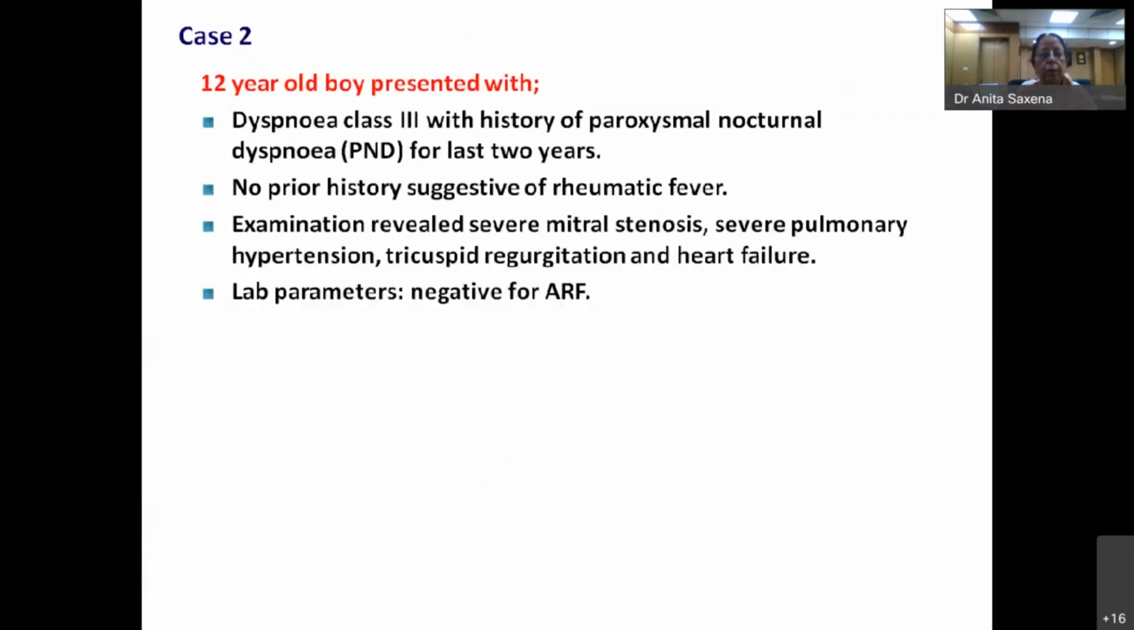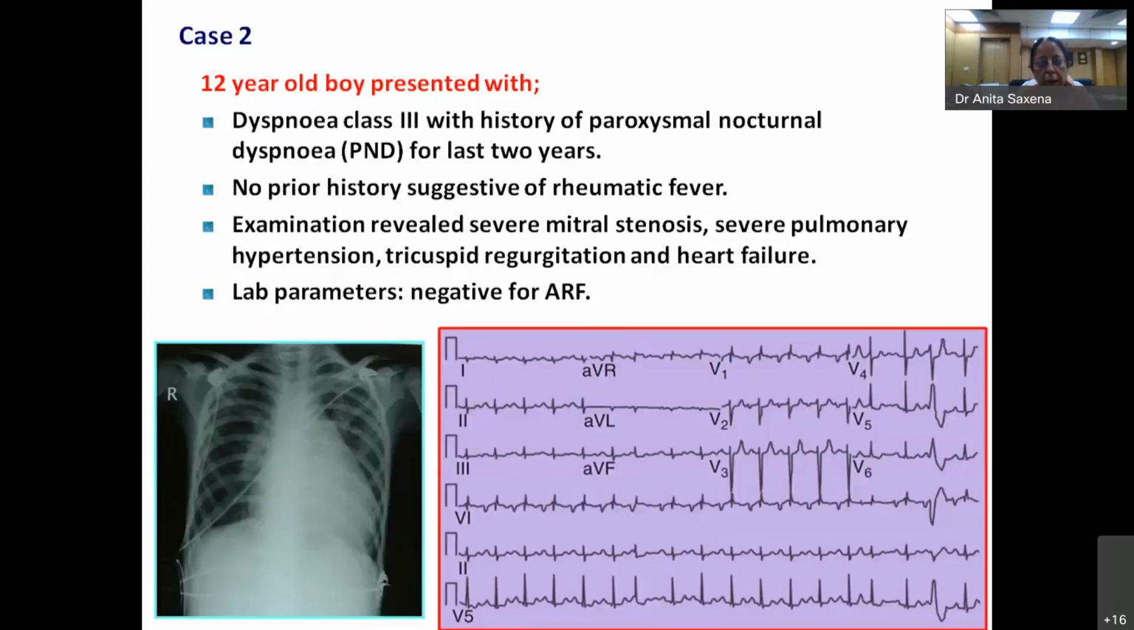So I'll just show you another example of a 12-year-old boy who came with dyspnea class 3, with a rather long history of paroxysmal nocturnal dyspnea for the last 2 years, and denies any history of rheumatic fever in the past. Examination typically reveals a long mid-diastolic murmur suggestive of mitral stenosis with severe pulmonary arterial hypertension and secondary or functional tricuspid regurgitation, and he is in heart failure. Lab parameters, because it's a child, we should always do, were negative for acute rheumatic fever.